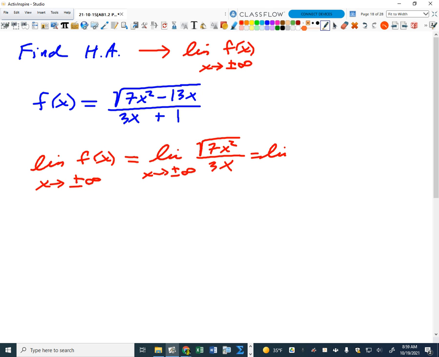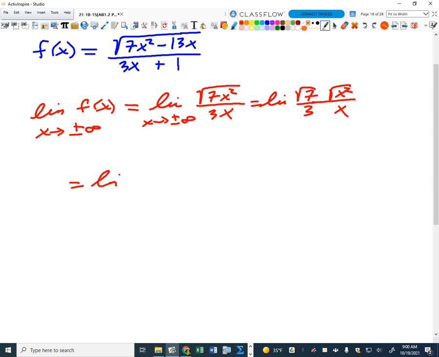Okay, so on the top, yeah, we got to use a little property of radicals here, don't we? The square root of 7x squared is the same thing as the square root of 7 times the square root of x squared, right? Something like that. And I don't really need to multiply them, but you get the idea? Okay, which is equal to the limit of the square root of 7/3 times absolute value of x over x, right?